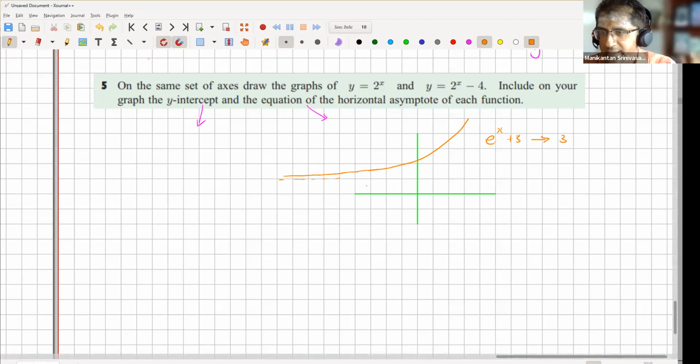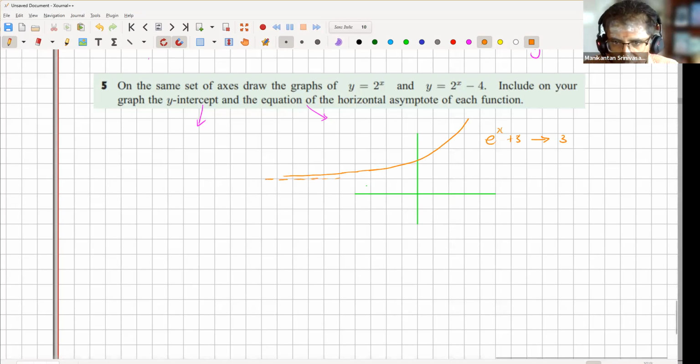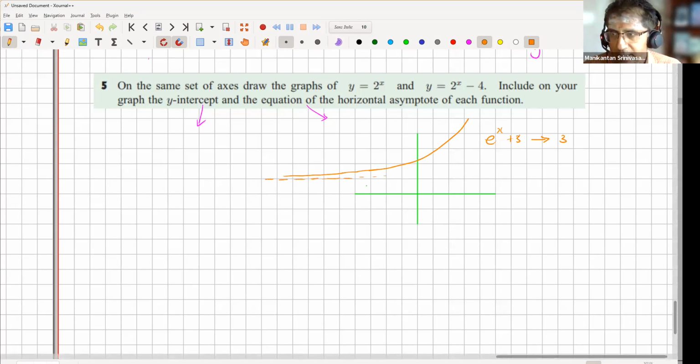If x is minus zillion, then e power x is practically 0. So effectively, it approaches 3. So this is the horizontal asymptote. It's almost hugging this horizontal line very closely, but not touching it. So the horizontal asymptote in this case is the line y equal to 3. Y equal to 3 becomes the horizontal asymptote.